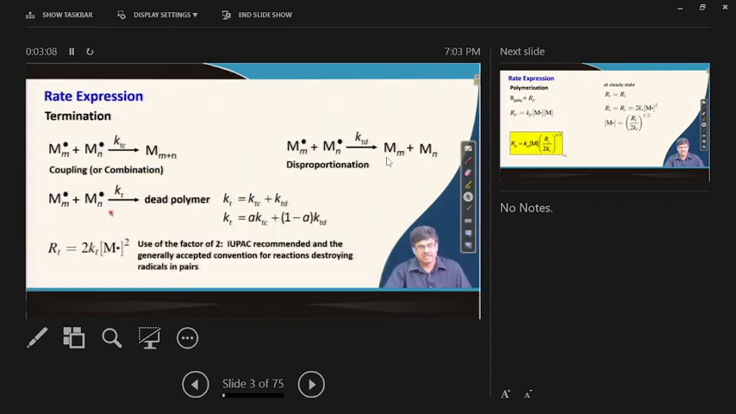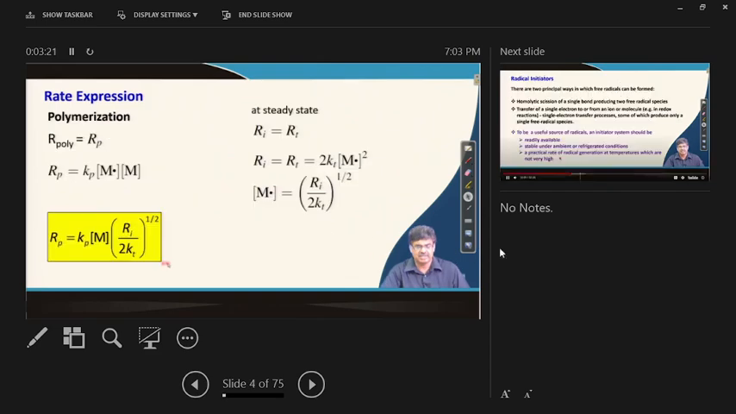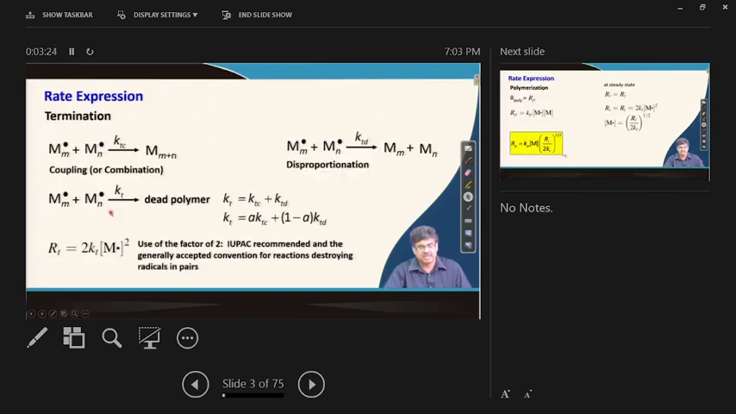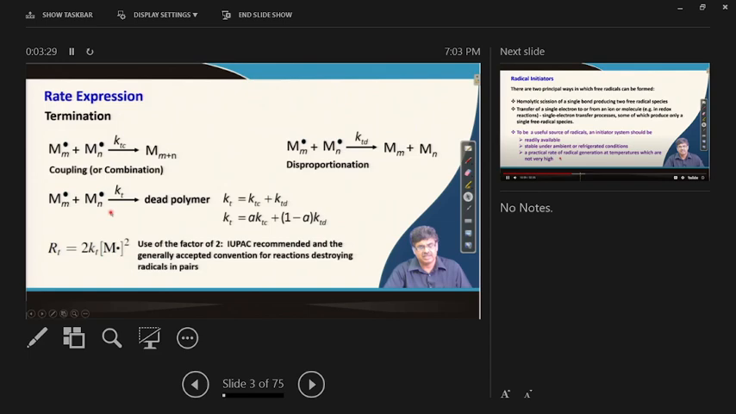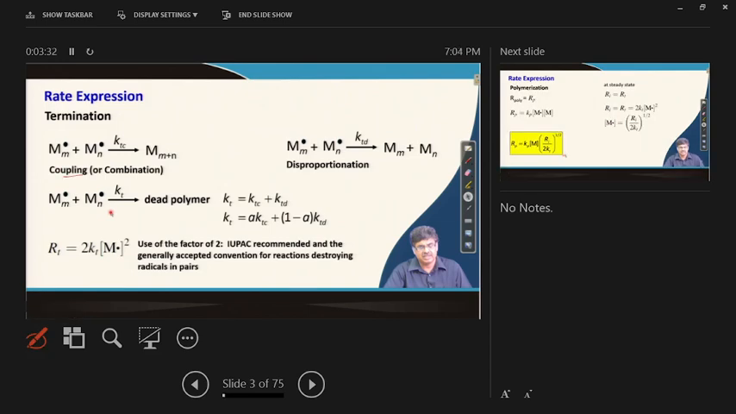So the rate expressions are given here. Propagation we have already discussed. Then finally termination, which can be explained by two methods. First is by coupling or combination. Coupling means after some time, two chains are connected together and make a complete chain.